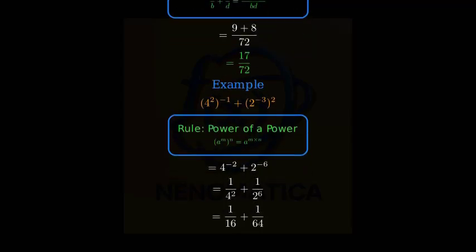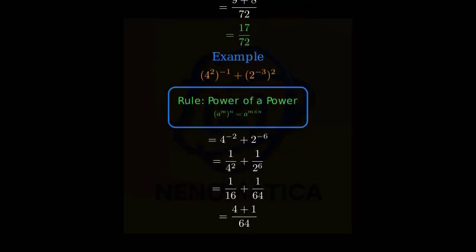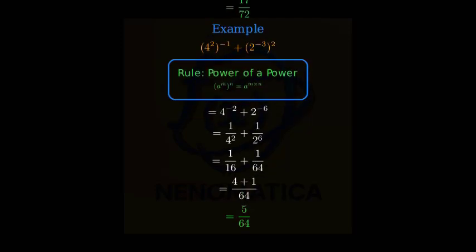Next, let's calculate the values in the denominators. 4 squared equals 16, and 2 to the power of 6 equals 64. To add these fractions, we need a common denominator. The least common multiple of 16 and 64 is 64. So we'll convert the first fraction to an equivalent fraction with denominator 64. Adding the numerators, we get 4 plus 1 equals 5. So our answer is 5 over 64.